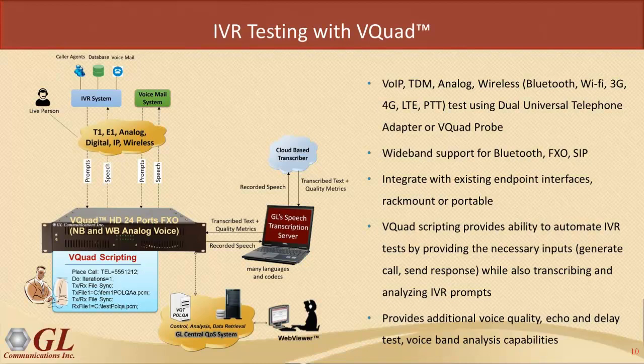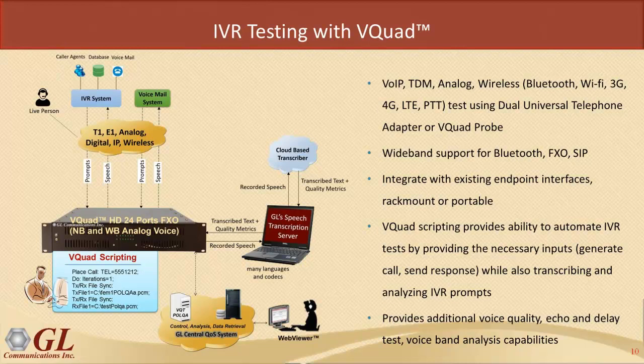The FXO portion is worth mentioning here because it's currently our only solution that does wideband 2-wire testing. The VQuad can also easily integrate with your existing endpoint interfaces, so that allows you to basically test with your existing equipment and then test virtually any network. The diagram that we show here is a VQuad HD, which is a rack-mountable 24-port FXO simulator. So it's able to simulate 24 FXO lines for either narrowband or wideband analog voice testing.